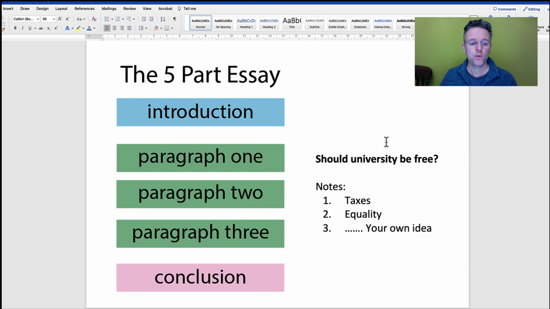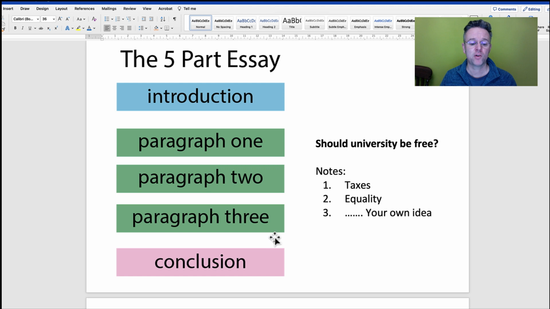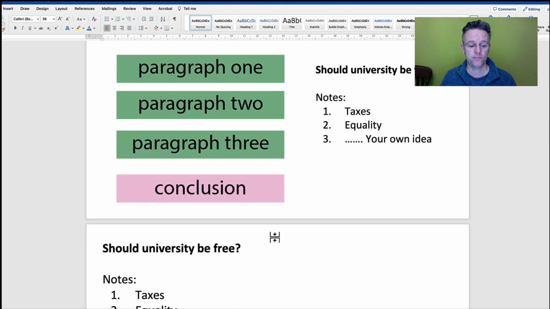So, I am going to be following the 5-part essay model, which is perfect for a B2 first essay. It has an introduction and then it has 3 paragraphs, and each paragraph is going to be about one of the notes. So 1 on taxes, 1 on equality, and then 1 on my own idea. And then I will have a conclusion at the end.